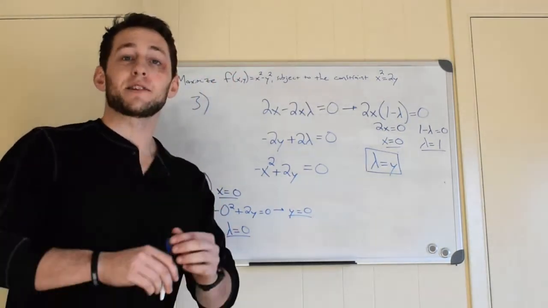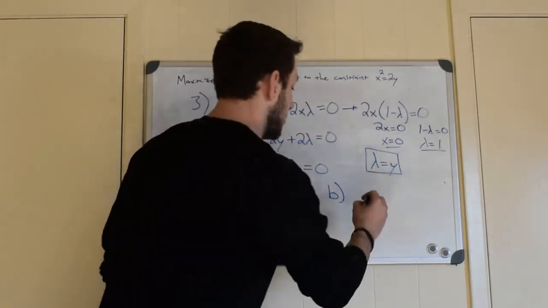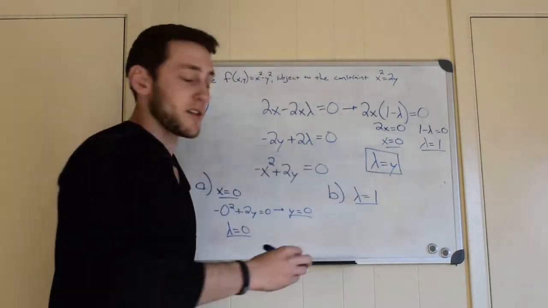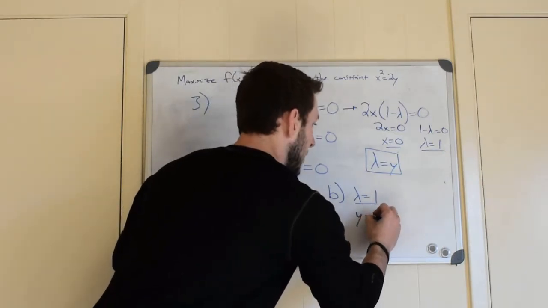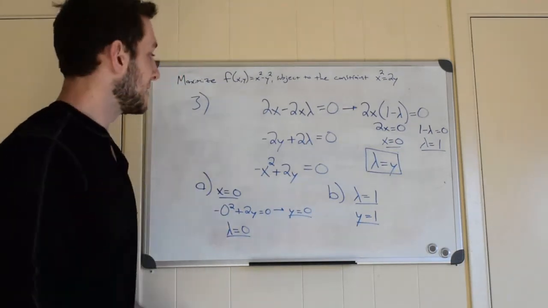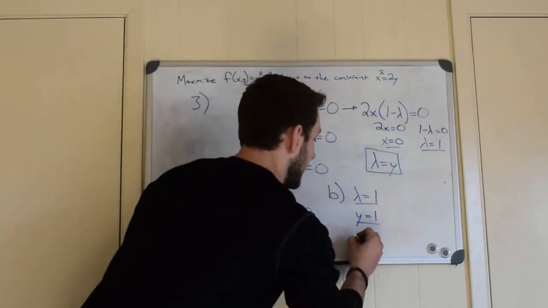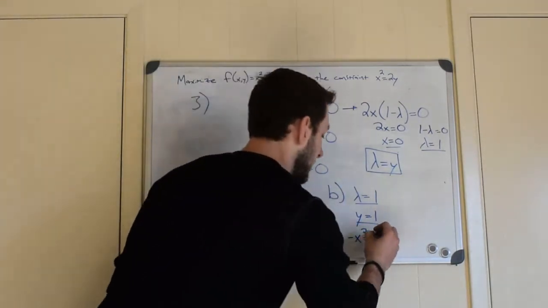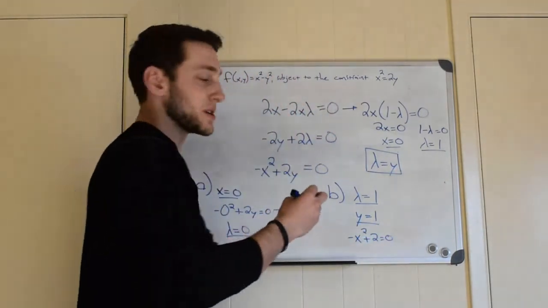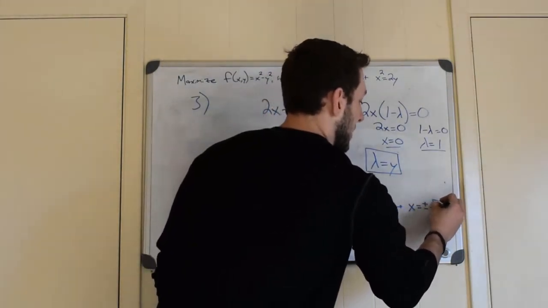Now my second set is actually somewhat similar to what happened in class. So case B was what if lambda equaled 1? Well, if lambda equals 1, all of a sudden, from this equation, that means y is equal to 1. But then ultimately what we can do is go ahead and plug in right down here to get what x equals. Negative x squared equals 2 times 1. Oh, excuse me. Negative x squared plus 2 equals 0. Which ultimately gives me, upon solving, x equals plus or minus the square root of 2.